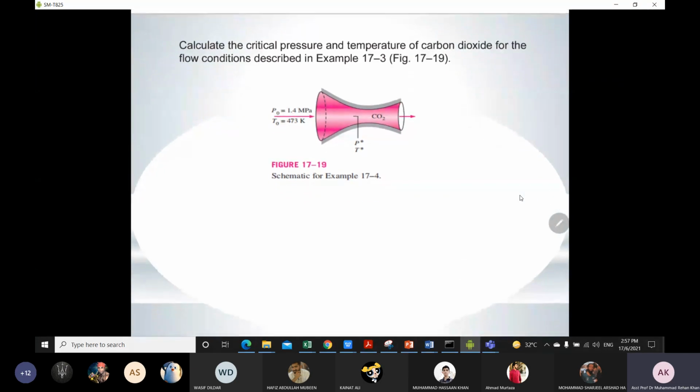Coming towards the first example, this is from your book. Here it is mentioned that the geometry in figure 17-19 is a converging diverging nozzle. You have to calculate the critical pressure and temperature of carbon dioxide for the flow condition described. Example 17-3 we already practiced, and this is example 17-4. The stagnation pressure and temperature come from the previous example. So the main things we have to determine are P star and T star at the throat location. You have to note down the data and then we will see how to solve it.